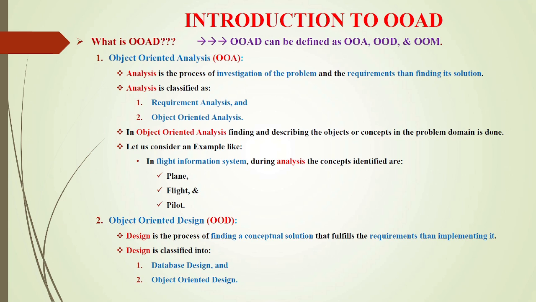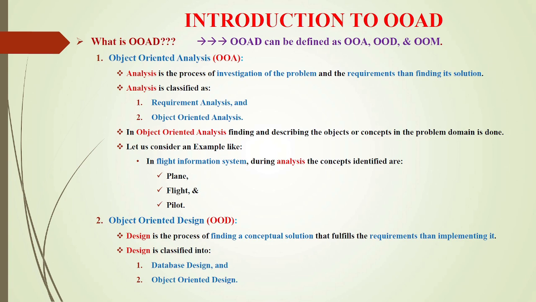The second step of object oriented analysis and design is object oriented design. You have to find a conceptual solution that fulfills the requirements in the analysis stage. Once the analysis part is completed, the analysis moves along with the conceptual solution to object oriented design. Here again, the design is classified into two works. One is database design, and the second one is your object oriented design.